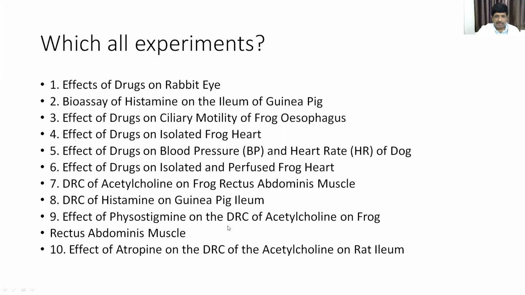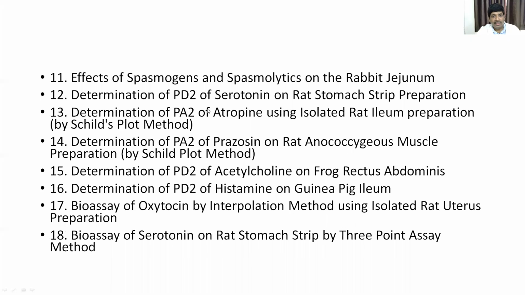Effect of isoprenaline on DRC of acetylcholine, that is potentiation, this also we will teach you. Then effect of atropine, this also we will teach you. Then not this one, not this one, no, not this one also. These are actually related to the previous acetylcholine, but this is not for the PG experiments and all. This all will not be taken.